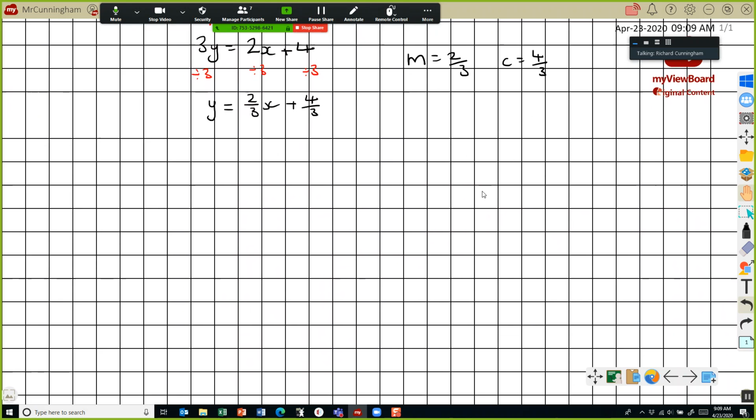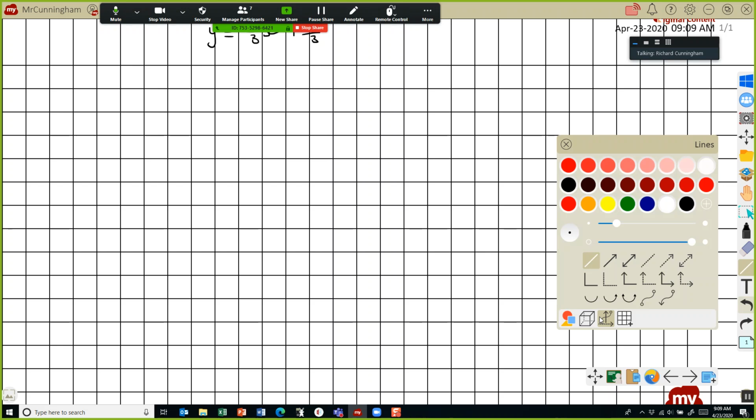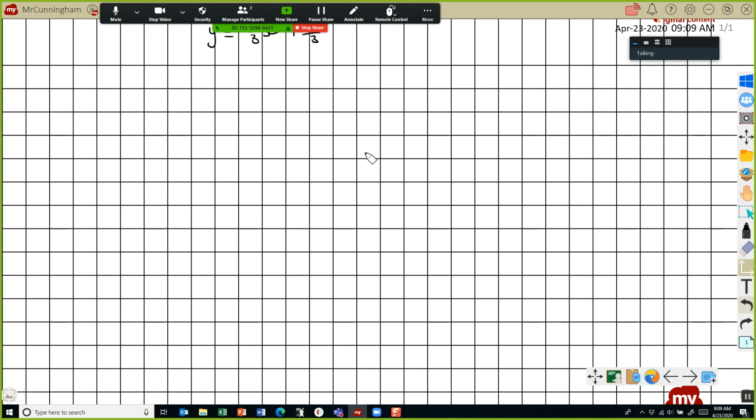Right, let's have a look at our perpendicular lines. Now, if I draw an axis for you, and I want to go this way too.